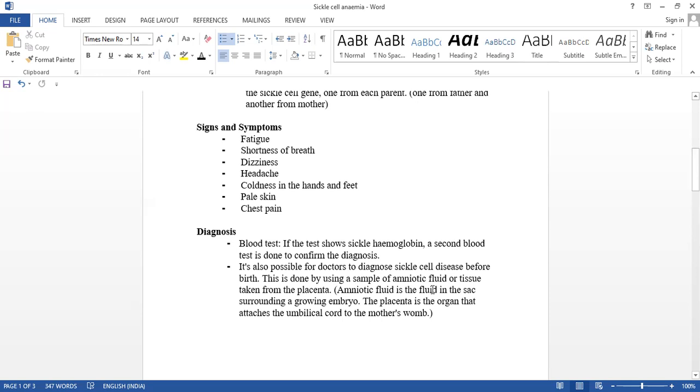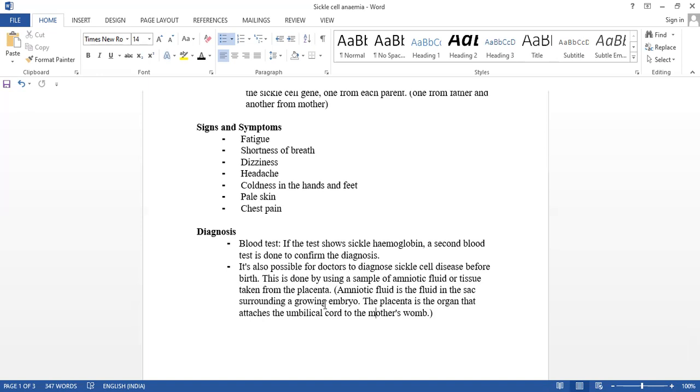Amniotic fluid means what? The fluid in the sac surrounding the embryo. The growth takes place due to that amniotic fluid. In that amniotic fluid only the baby's growth takes place. Or the other option is the tissue taken from the placenta. We can check whether the baby is suffering from sickle cell anemia or not.